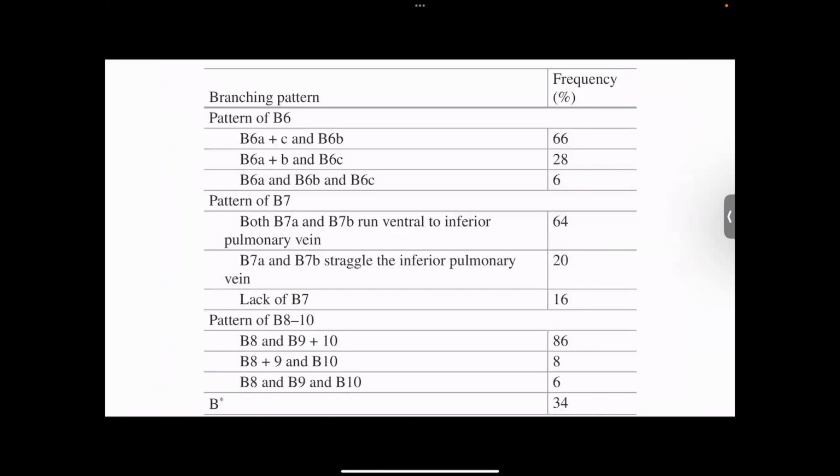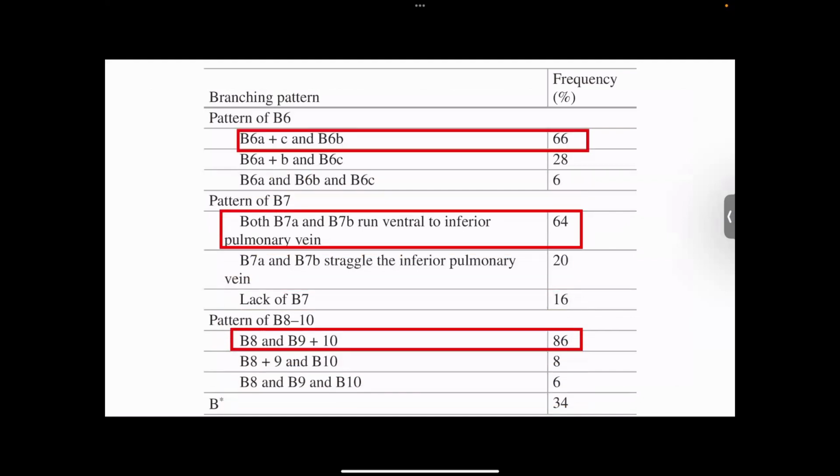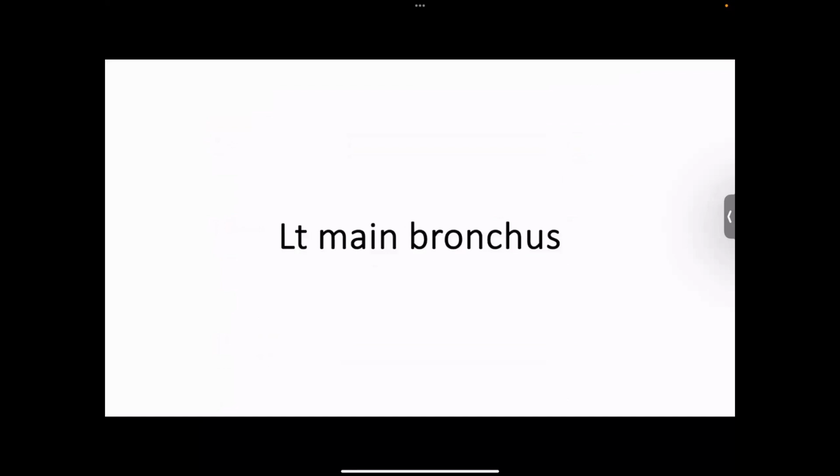Similarly, what is the branching pattern of the lower lobe bronchus? What is most important is the sixth segmental bronchus, B6. This is the major branching pattern: B6A plus C come as a common trunk and B6B comes as a separate trunk. B7 has 7A and 7B. B8 comes as one stream and B9 plus 10 come as a common trunk. That is quite common.